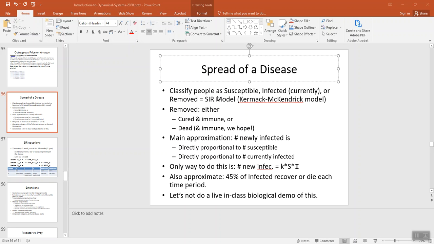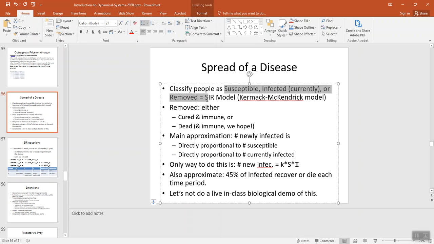We're going to presume it's just one location, and everyone in the location mixes kind of uniformly. So we're not taking into account how some regions of a state don't really mix with other regions of the state all that much. You can add that on to the model in other ways, but for right now we're just assuming completely uniform mixing of people. So we're going to classify people as susceptible, currently infected, or removed.